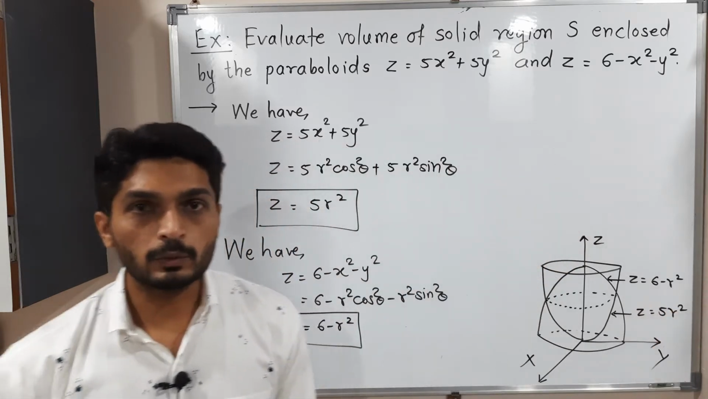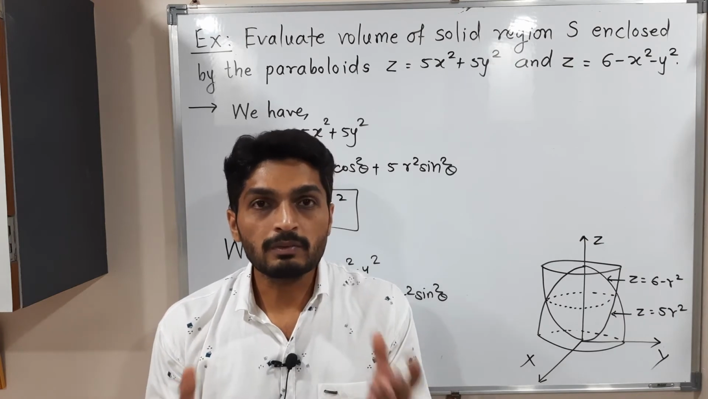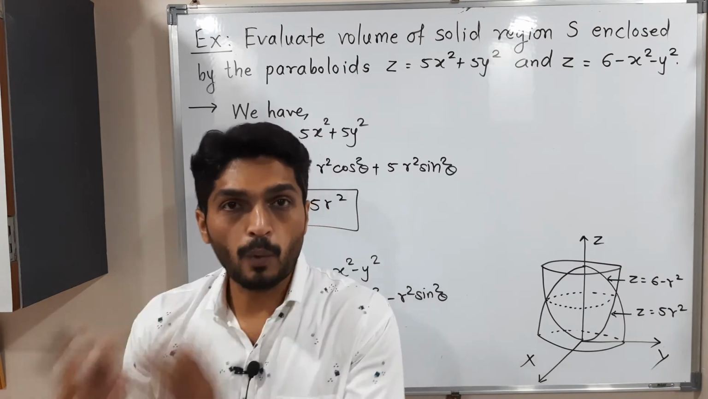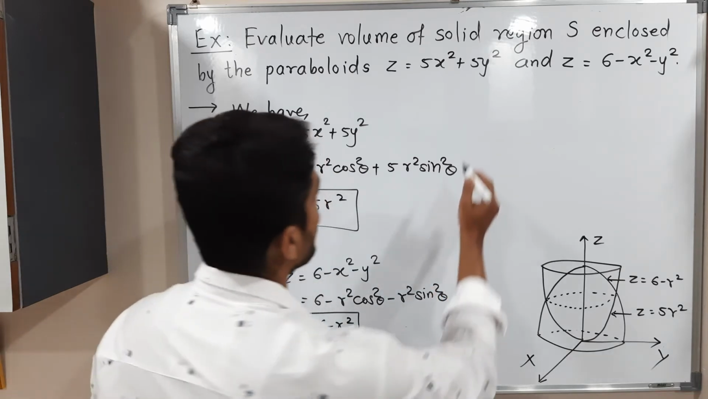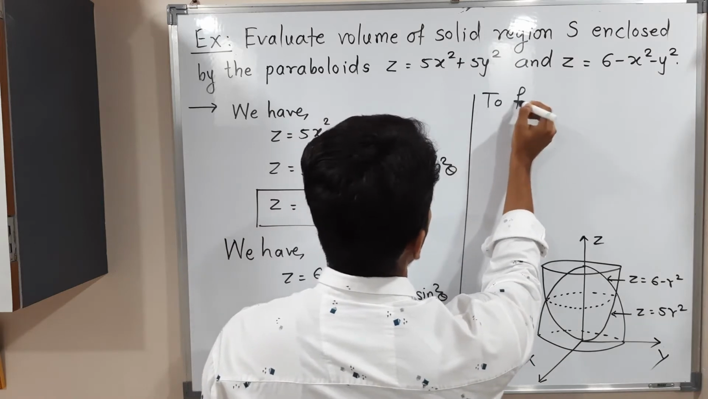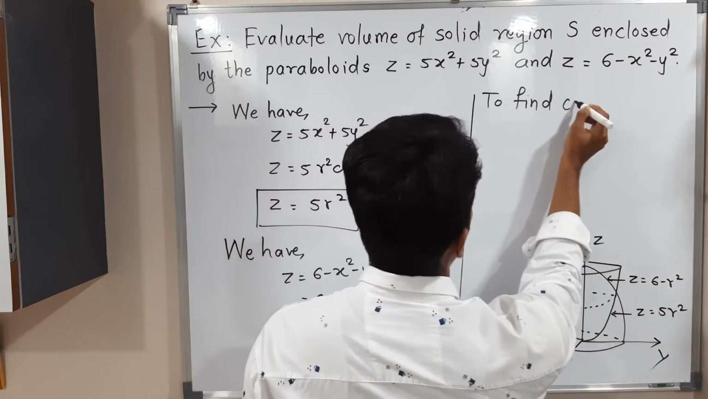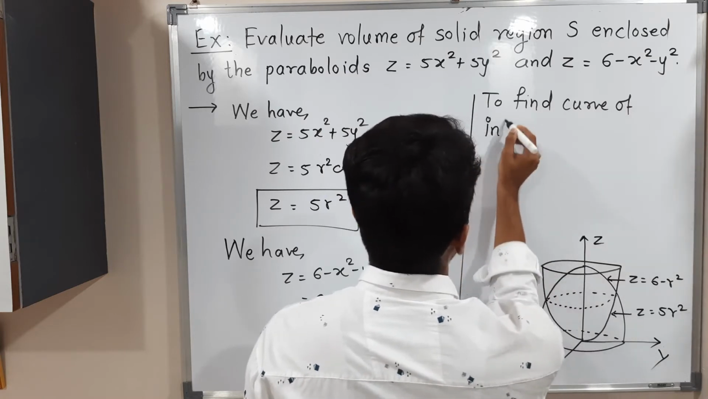After that, what will we do? We will find the curve of intersection. How do we find the curve of intersection? We put one equation into the second equation. By solving, we will have the curve of intersection.